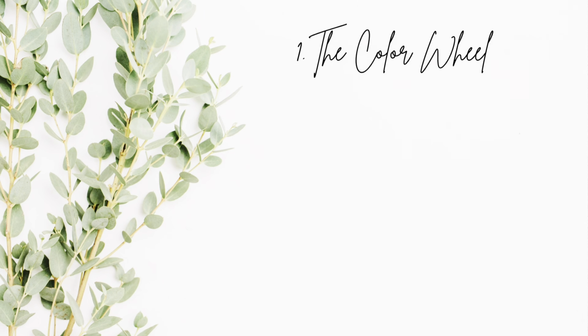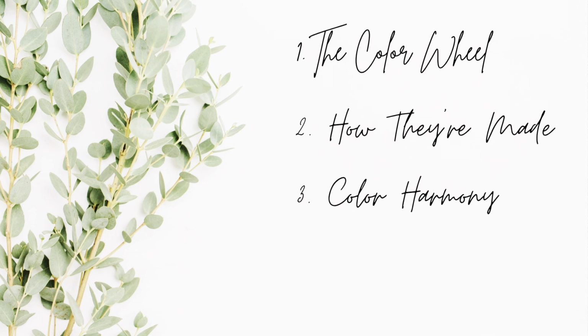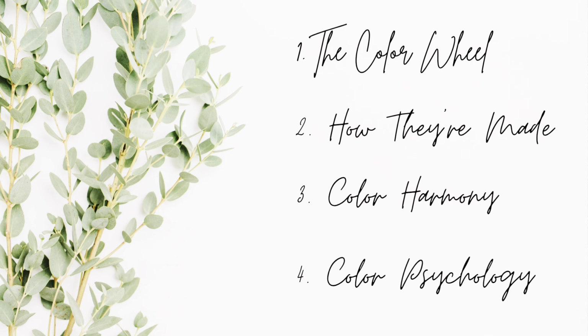The 4 things I'll be going into in this video are the color wheel itself, how colors are made, color harmony, and color psychology. These 4 principles can really make or break a painting. It can help you elicit stronger emotions, or it can even be used as symbolism in your piece. So with that, let's get started with the color wheel.